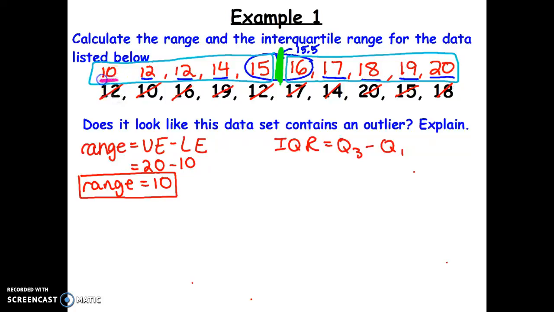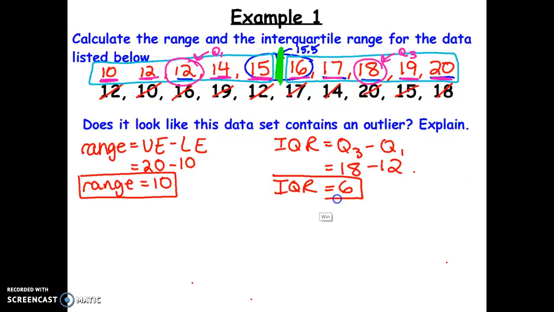So again, let's work our way inward. 1, 1, 2, 2. And we see that our Q1 is 12. Let's do the same over here. 1, 1, 1, 1. This would be our Q3 because it's the median of the upper half of the data. So now back to calculating our IQR. Let's plug these things in. The Q3 is 18 and the Q1 is 12. 18 minus 12, the IQR equals 6.